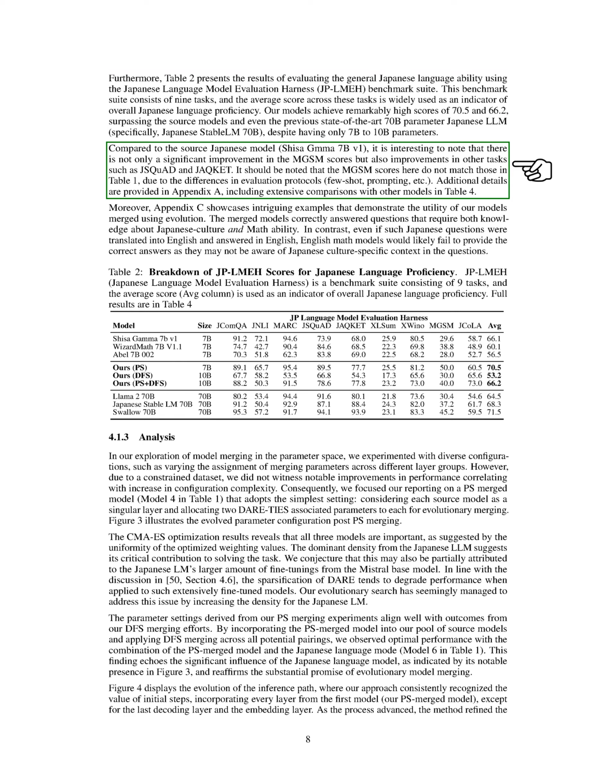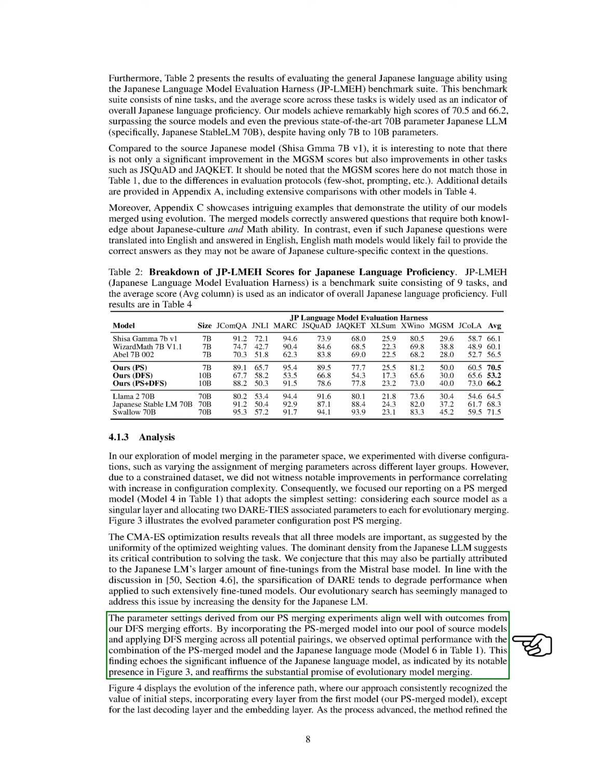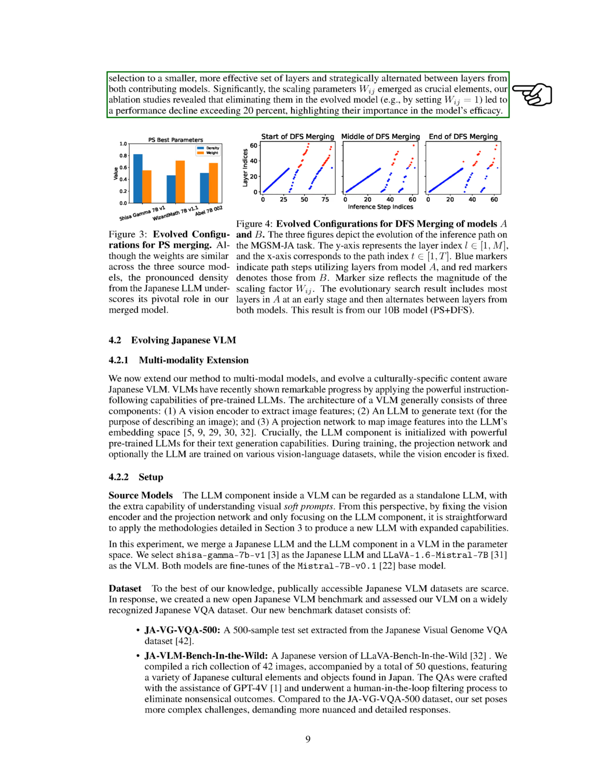Notably, there were improvements in various tasks such as JS-Quad and JAQKET. In our exploration of model merging, we experimented with different configurations but found that simpler settings, like the PS merged model, Model 4, yielded the best results. The evolutionary merging process highlighted the importance of all three models, with the Japanese LLM playing a critical role. By incorporating the phosphorus monosulfide merged model and applying DFS merging, we achieved optimal performance. The evolution of the inference path showed the significance of certain scaling parameters in the model's effectiveness.